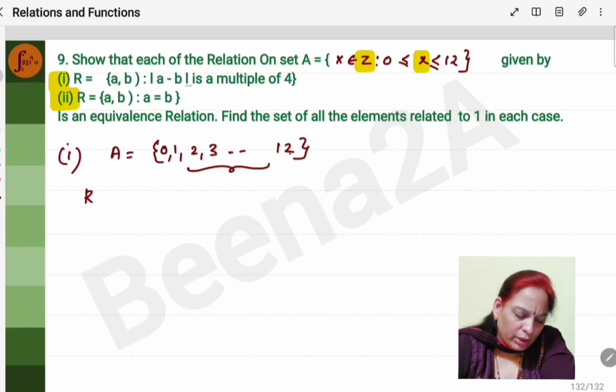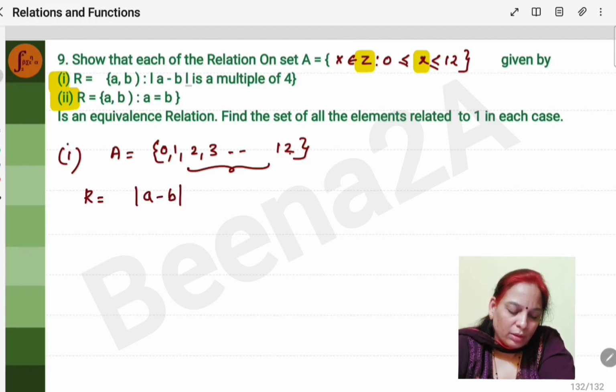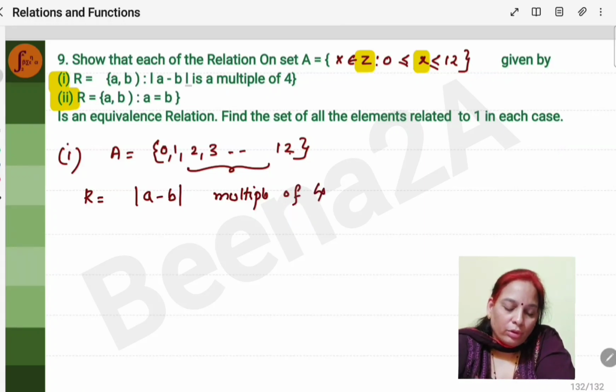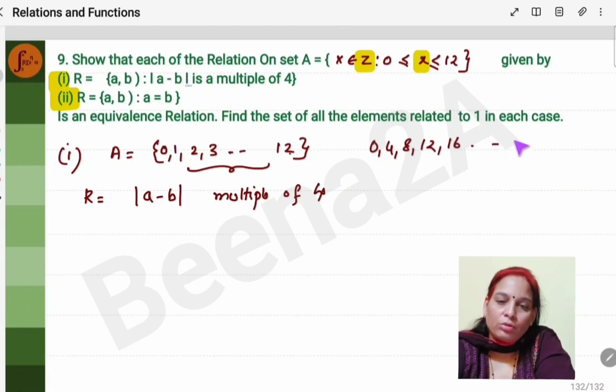Now what is the relation? Modulus of A minus B should be a multiple of 4. What are the multiples of 4? It should be 0, 4, 8, basically the 4 times table: 0, 4, 8, 12, 16 and so on. These are multiples of 4.